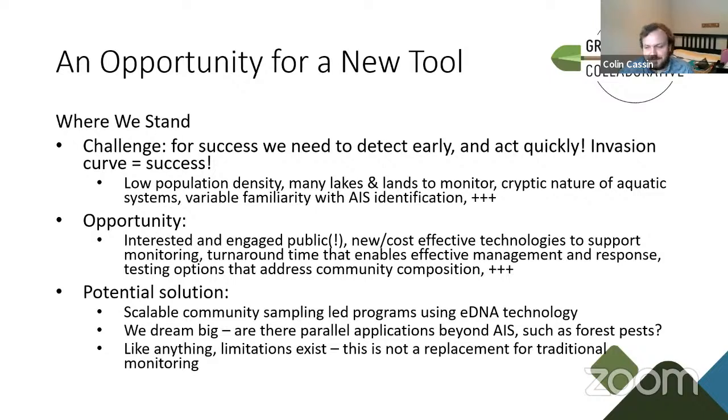There's obviously a very engaged public. That's the recurring theme throughout the entire week: there are people out there willing to help and wanting to support and engage. So how do we make best use of them? Also, this other train is coming across the track at the same time: we have a new, or more to the point, a more cost-effective tool and technology available in eDNA sampling. Putting those two needs together is really our potential solution in the space that we're going to be speaking about in the next few minutes.